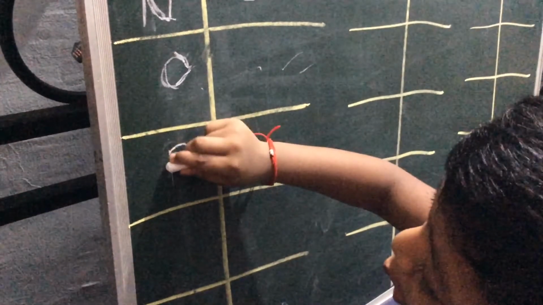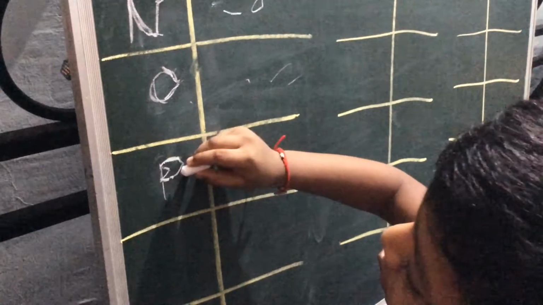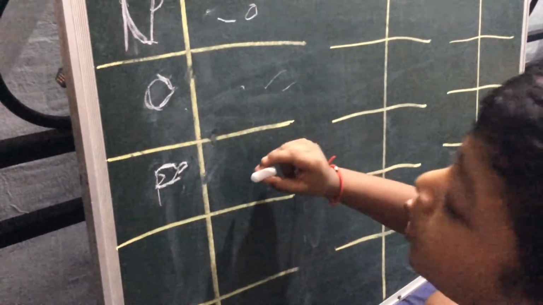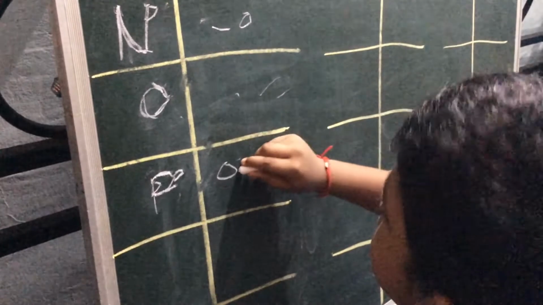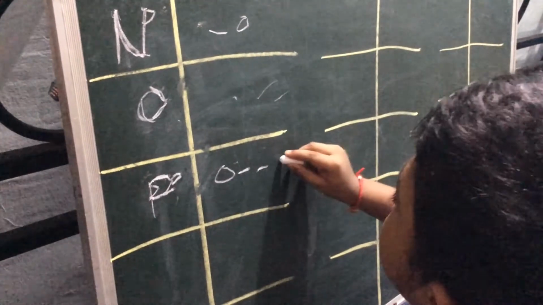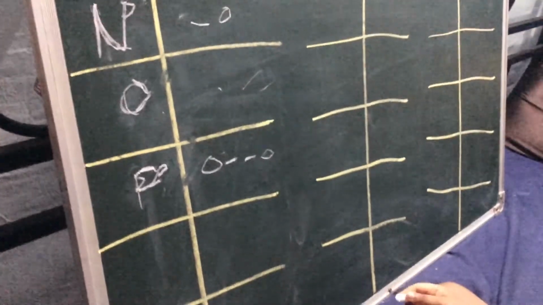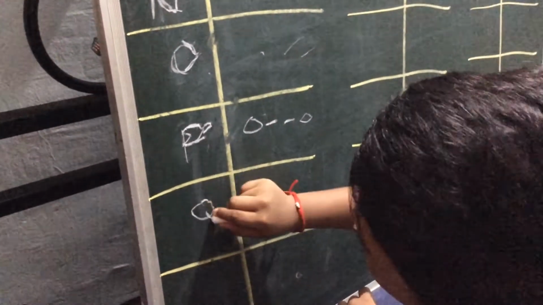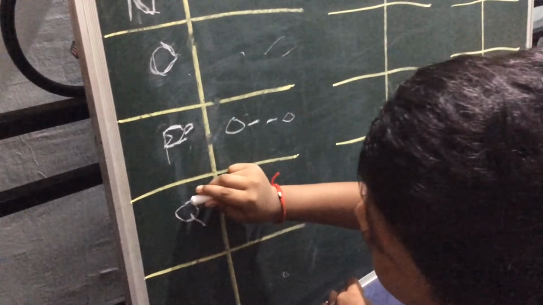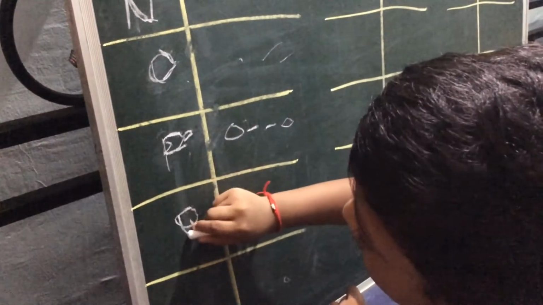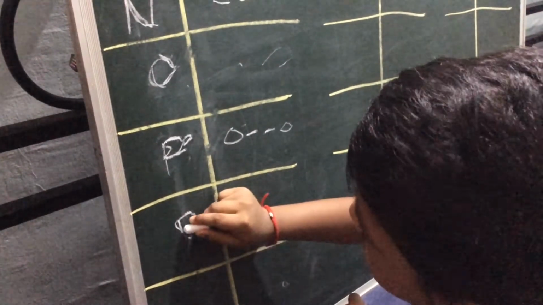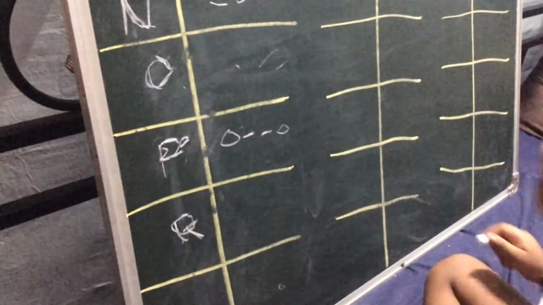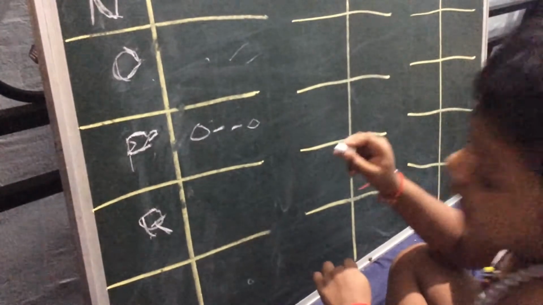dot, dash, dash, dot. So, this is dot, dash, dash, dot. Okay. Yeah, Q. So, this Q, it's dash, dash, dash, dot, dash.